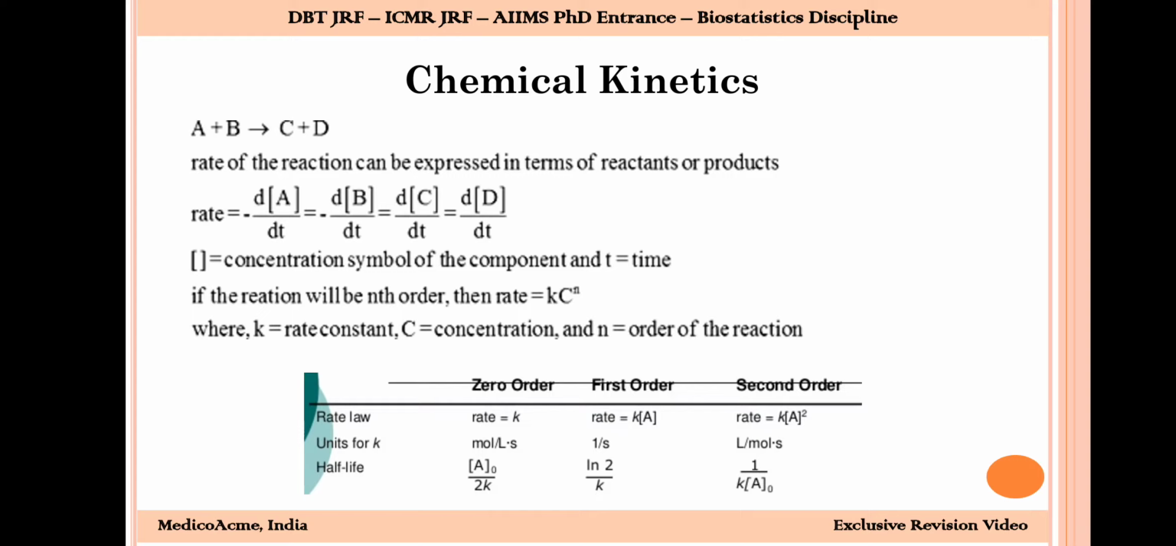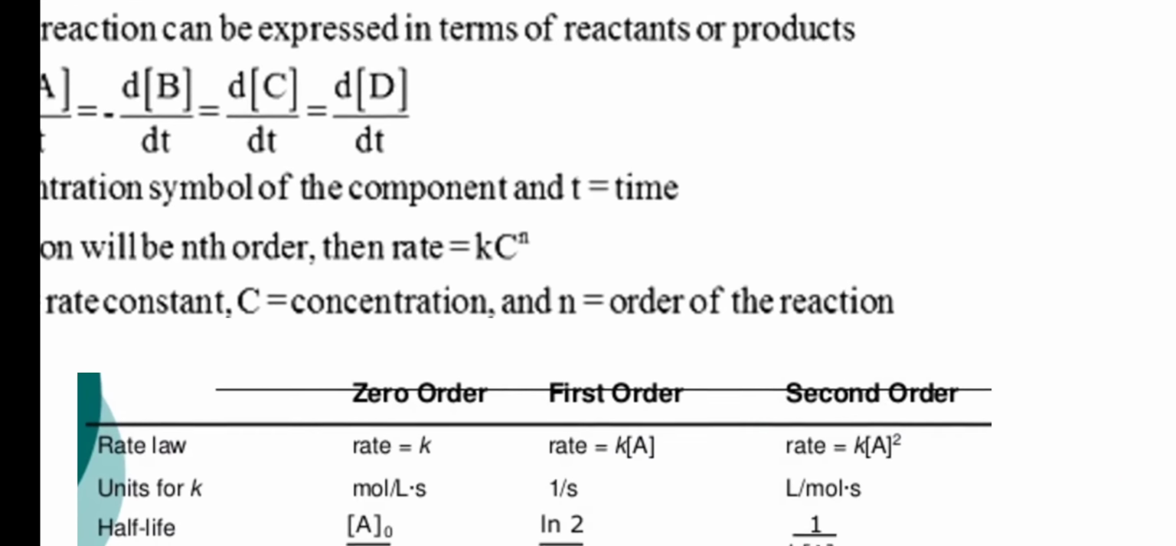So rate equals minus d[A] divided by dt. With time the concentration of A is going to decrease, so the minus sign, and with the product, which is going to increase, it is d[C] by dt. So this has the plus sign. Concentration symbols are in square brackets, and t equals time. If the reaction is of a given order, then the rate will be K [C] raised to the power n, the order. Where K equals rate constant, C equals concentration, and n is the order. So guys, here this is very important.